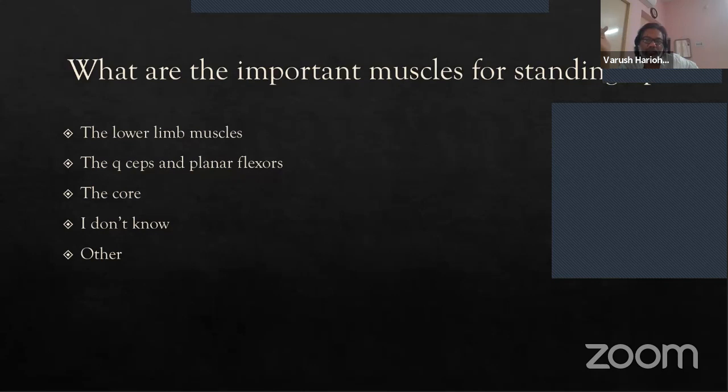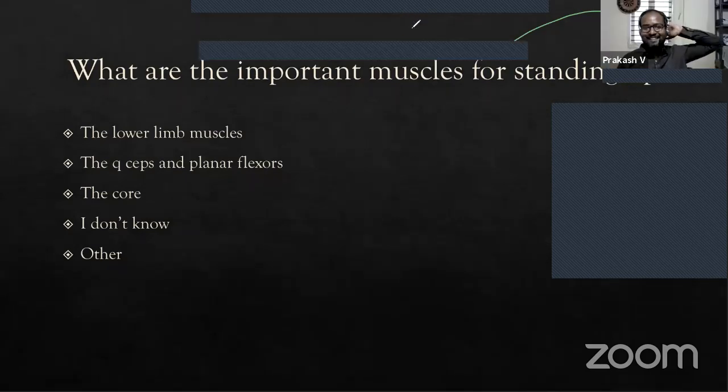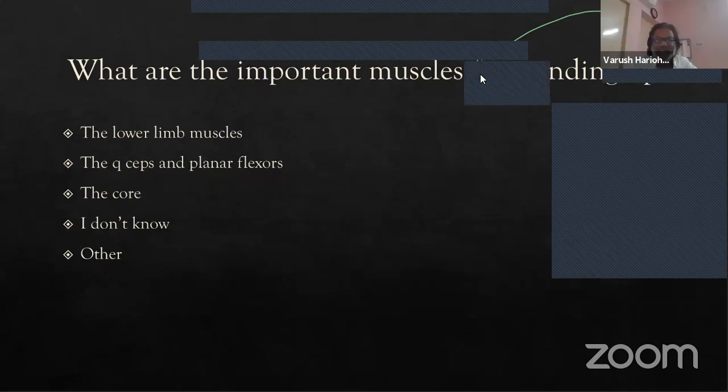I suppose you can understand the question. What are the important muscles for standing up, right? When you do a sit to stand, what are the groups of muscles? We are not talking about one muscle. So I have written some groups of muscles which I think are important. So you can put in the quadriceps and plantar flexors. Okay. Others, if you say others, say. Right. Okay. Quadriceps and plantar flexors.